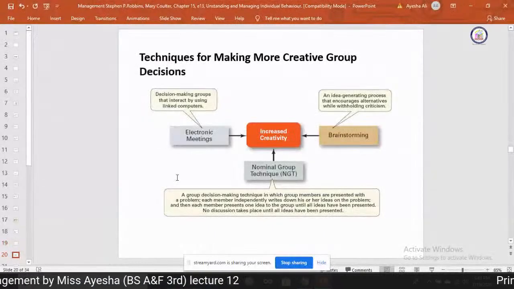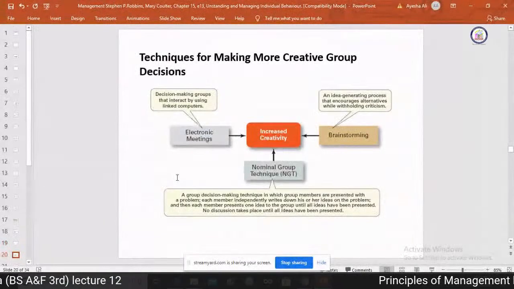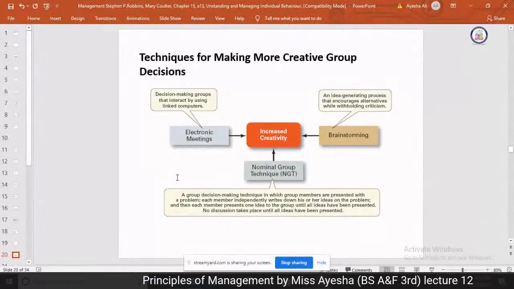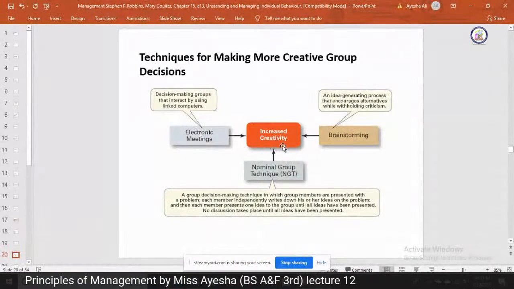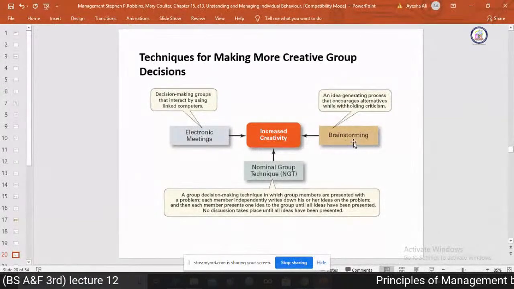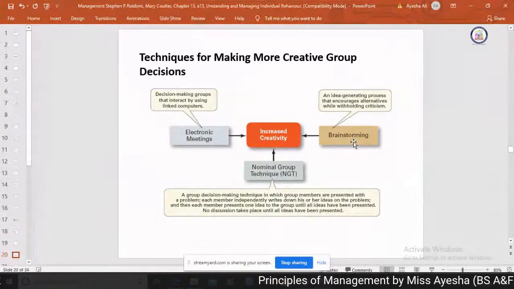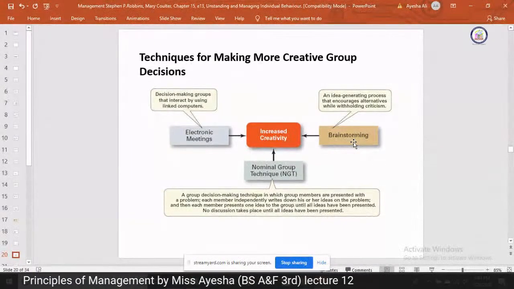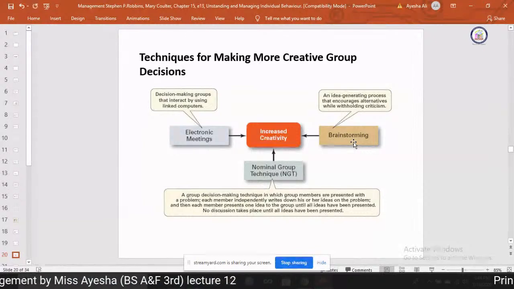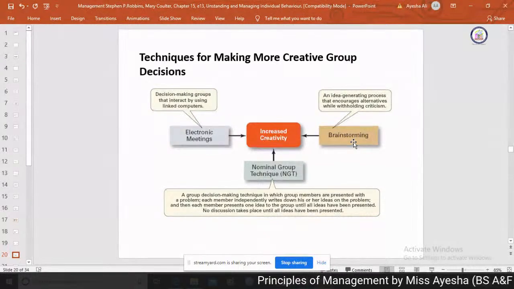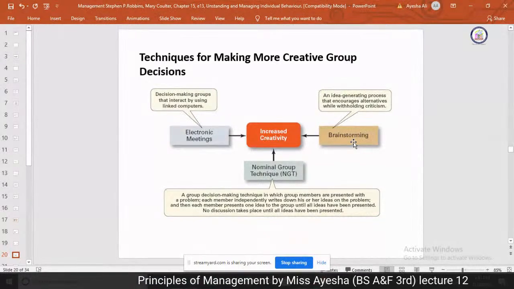So then we have techniques for making more creative group decisions. To increase creativity, there is brainstorming. We can generate ideas and encourage alternatives while withholding criticism. So we can gather all the ideas and then analyze every point.